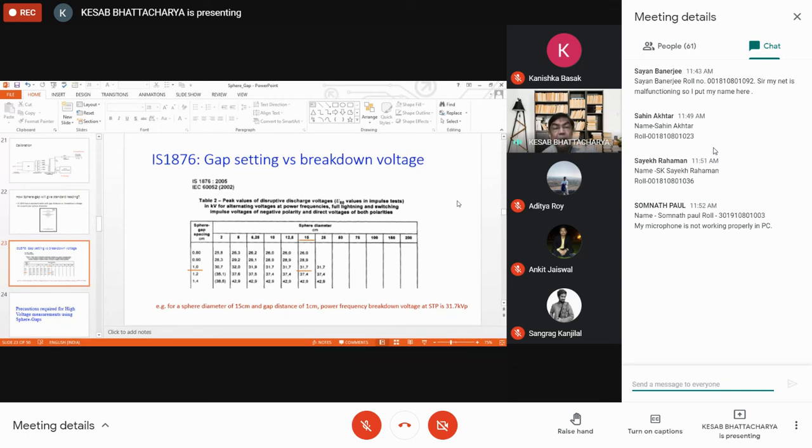For example, for a 2 centimeter diameter sphere, up to 1 centimeter gap distance, you see all the values have been written straight away. But whenever the gap distance is 1.2, which is more than 0.5, the value is 35.1, but it is put within brackets. The same thing has been done in the case of gap distance 1.4. Is that point clear about accuracy plus minus 3%?